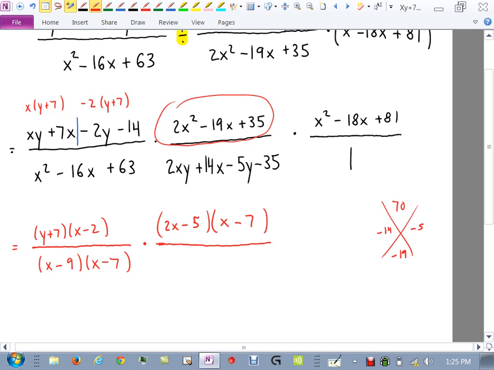Okay, what about the bottom middle? So it's a grouping one, right? If I group and pull a 2x out, I'm left with y plus 7 on one, and on the other one, minus 5y plus 7. So that'll give me a y plus 7 times a 2x minus 5.